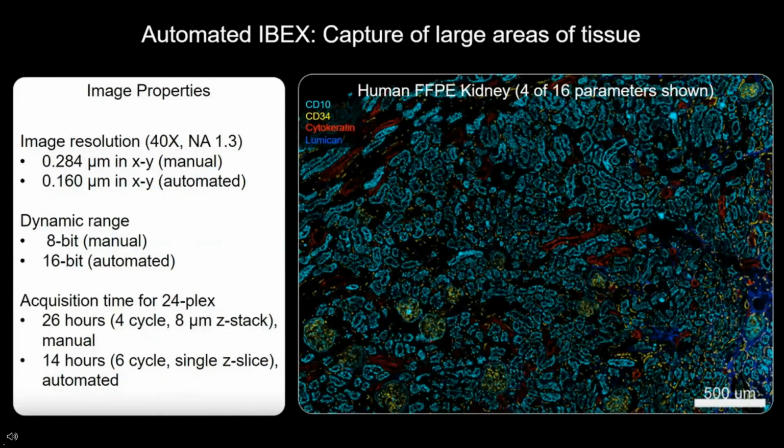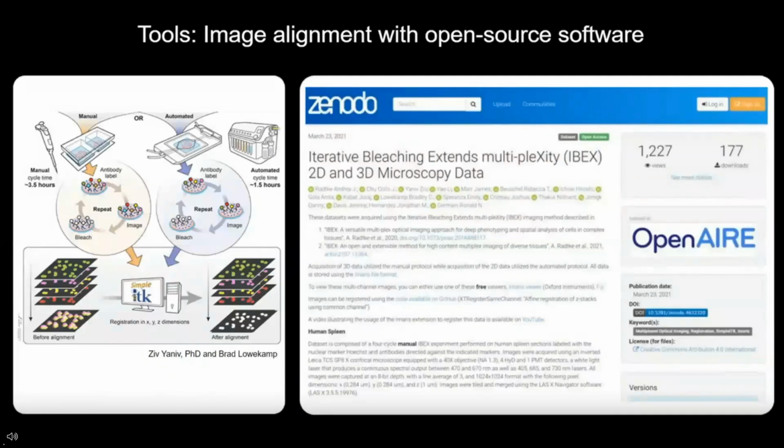The typical image properties for both our manual and automated Ibex methods are shown on the left there. Because the method is cyclic, you do these iterative rounds of images. The figure on the left, showing the stacked images of the red circles, the yellow circles, and the cyan and green, shows that we need to have a common marker, a fiducial, which we then use to align those individual panels to get a full stack across all the imaging rounds at pixel resolution. We're able to do that through open software developed by Ziv Yanef and Brad Lowenkamp using SimpleITK, and we've reported all of this in Zenodo, a public data repository.